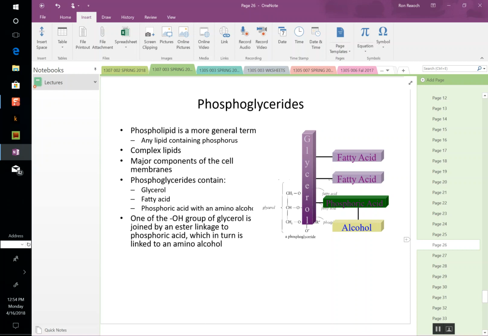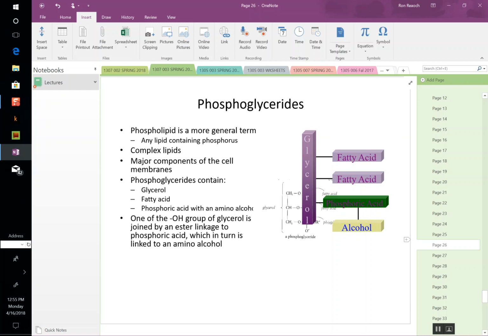Fatty acids coming off here. All right? So to that point, the phosphoglyceride has all that in common with the triglyceride. Here's the difference. Now, we're going to come off of here and put an oxygen, and instead of that, this is a phosphate ester. We're going to put our phosphorus right there, and there are 4 oxygens attached to the phosphorus.